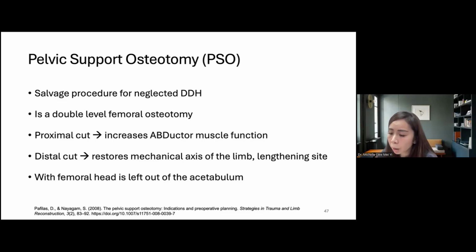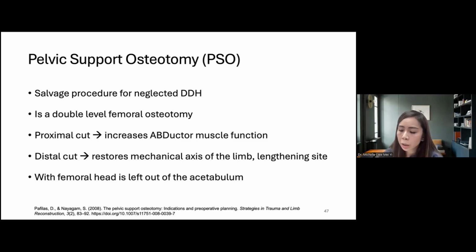It is a salvage procedure and it's a double level femoral osteotomy. That is, there are only two cuts made along the femoral shaft, which is then manipulated. You have the proximal cut, which lateralizes and displaces the greater trochanter of the femur to increase the abduction muscle function. And then you have a more distal cut to restore the mechanical axis of the limb. And if there is limb length discrepancy or shortening, you can do lengthening at that area.